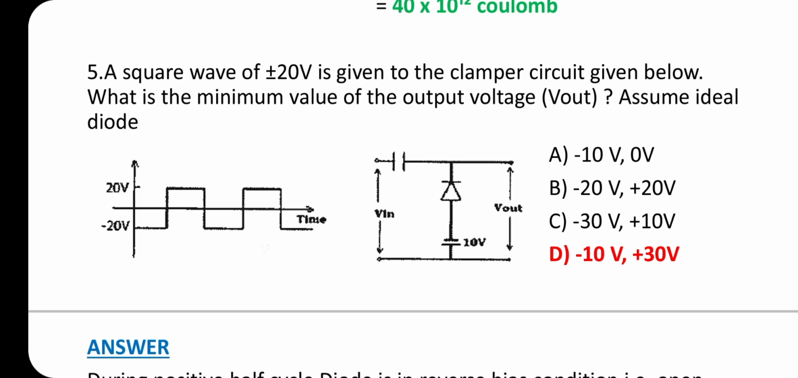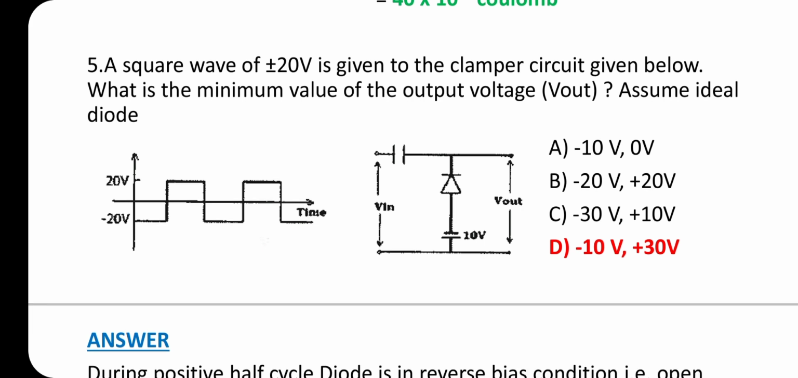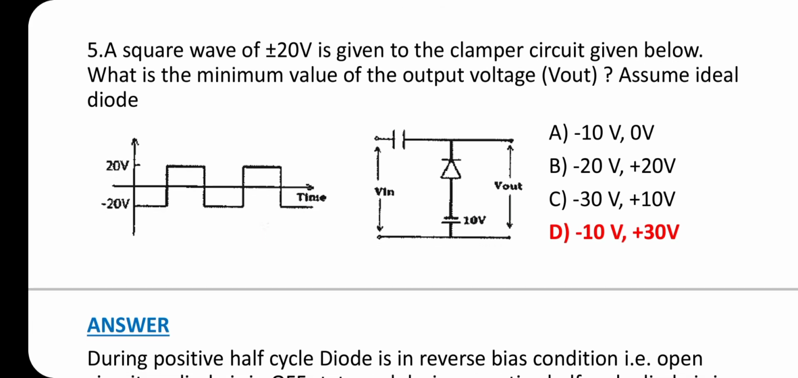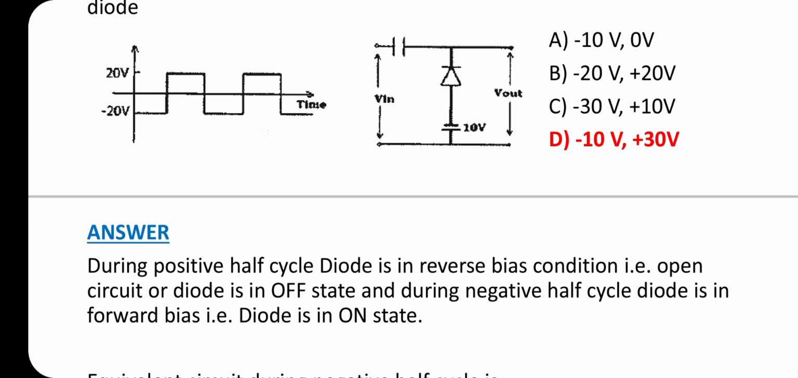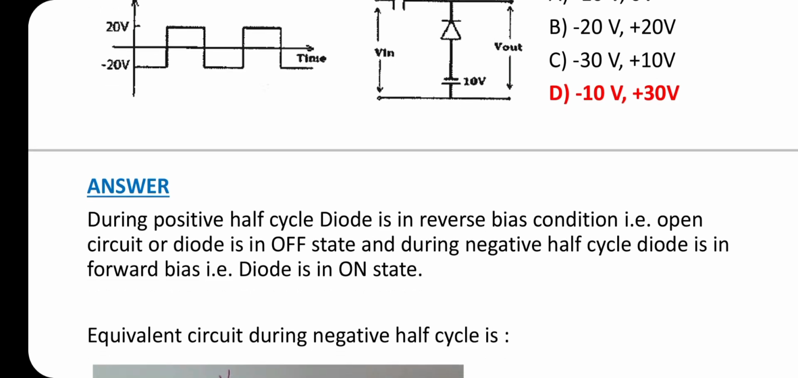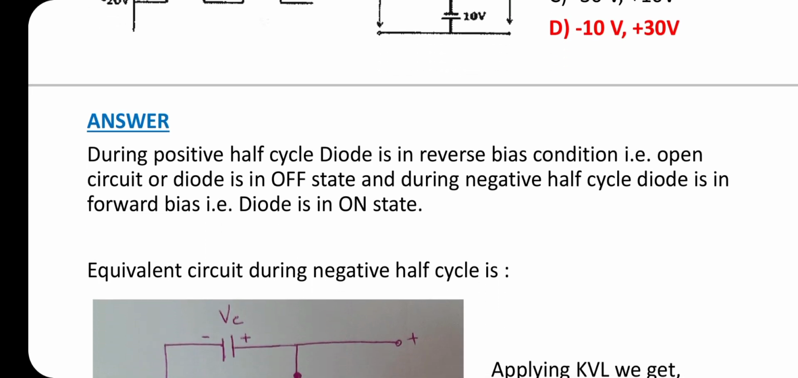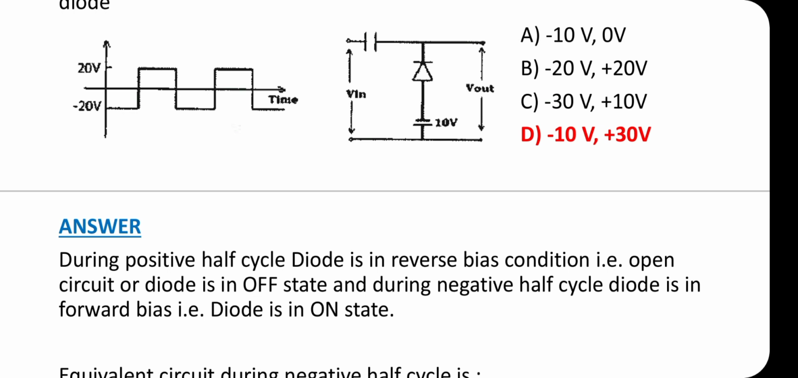A square wave of plus or minus 20 volt is given to the clamper circuit given below. What is the minimum value of the output voltage Vout? Assume an ideal diode. The answer is D, minus 10 volt, plus 30 volt. A clamper is a circuit which adds DC to the given input waveform. It is also called a DC restorer.